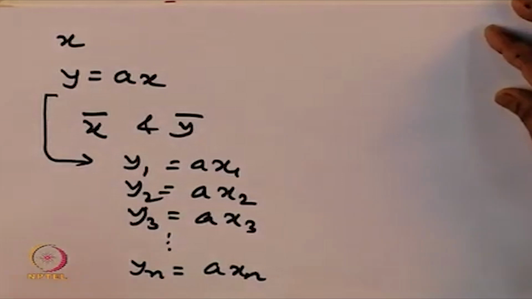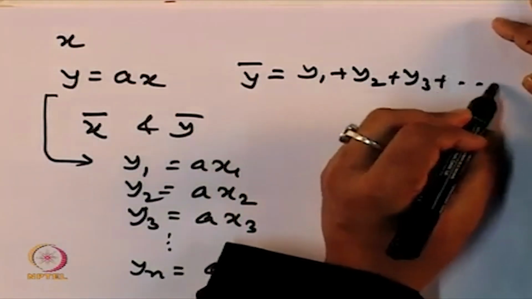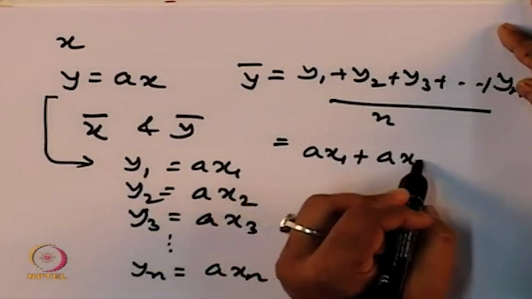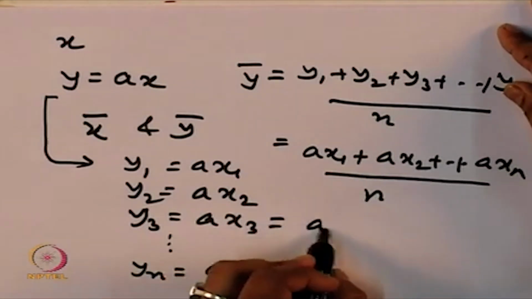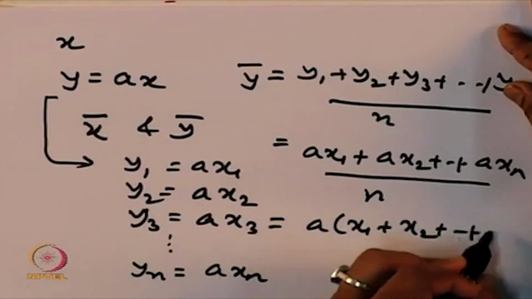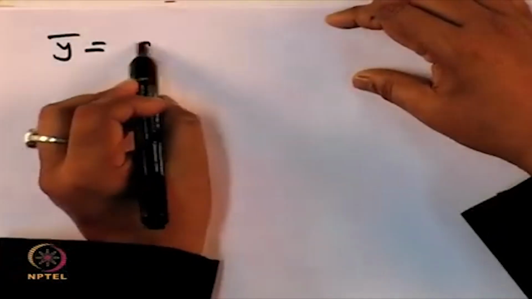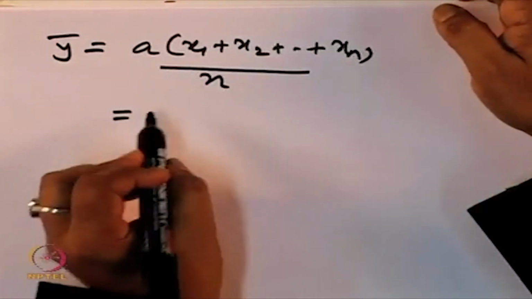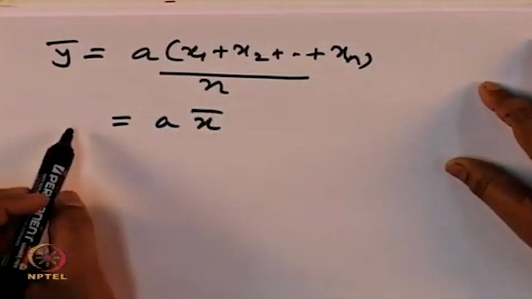Okay. So, then we can derive, what is my definition of y bar? y bar has to be nothing but y1 plus y2 plus y3 up to yn by n. So, y1 is nothing but a x1 plus a x2 up to a xn by n. I can take a common and it is x1 plus x2 up to xn by n. Okay. So, my y bar is nothing but a times x1 plus x2 up to xn by n, which is nothing but x bar, right. So, x1 plus x2 up to xn by n is x bar. So, y bar is nothing but a x bar.